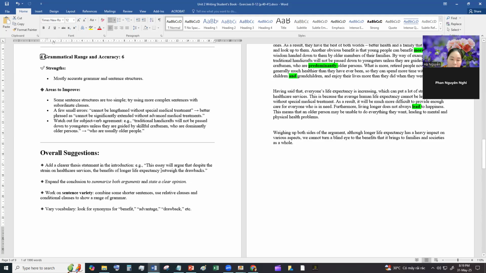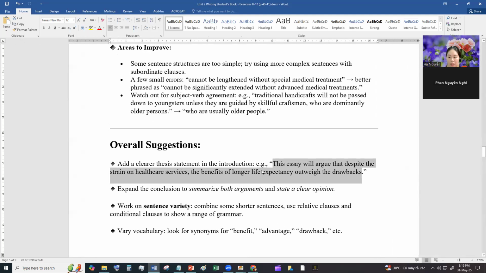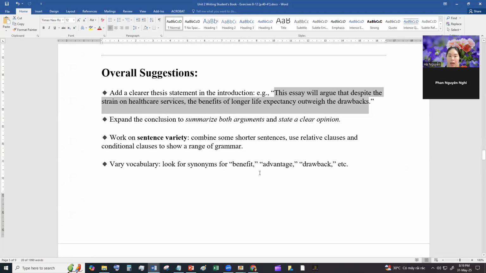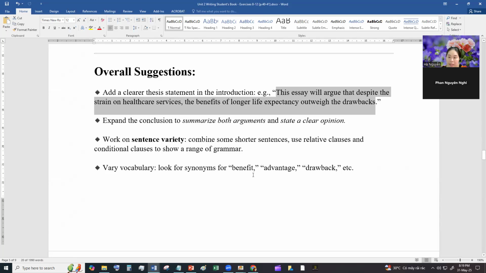So overall, you need to add a clear thesis statement. For example, can you read that aloud? So Nghi, the suggestion for me is that the statement should be clearer to better address the task requirement. So can you read the example?